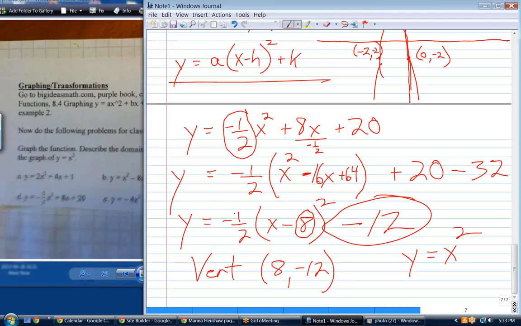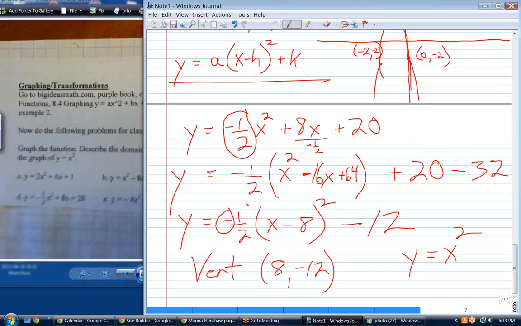Oh. What's the consequence of this right here? That negative sign. Causes a reflection over the x-axis. So instead of the curve looking like this, it would look like this. That's what happens when you reflect it over the x-axis. It's like a mirror reflection.